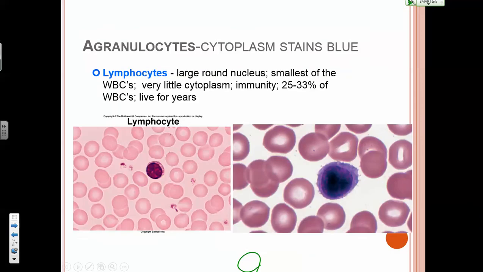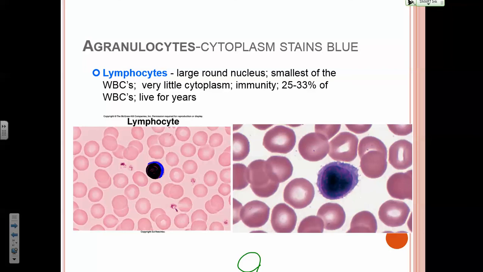Okay. And then the lymphocytes are the smallest of the white blood cells. You know, it's not a whole lot bigger than a red blood cell, is it? But do you notice how it has just a little thin rim of cytoplasm right there? But the bulk of it is just this humongous nucleus. Okay, that's a lymphocyte.